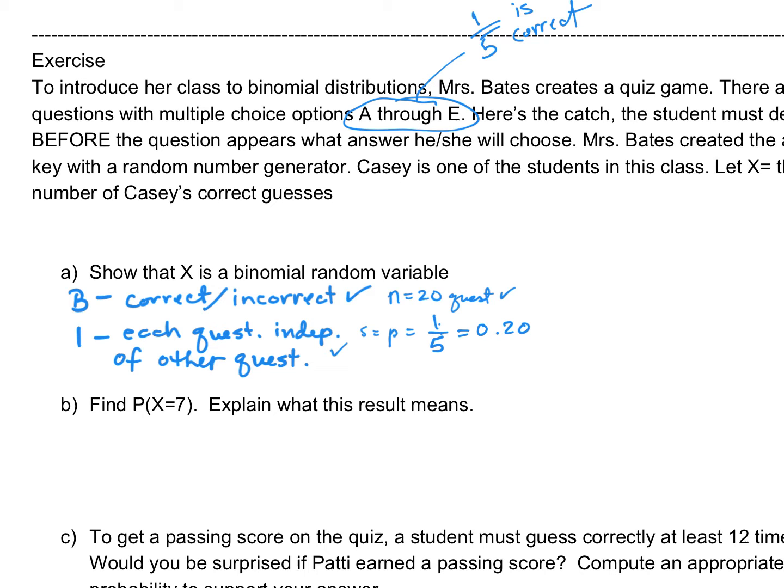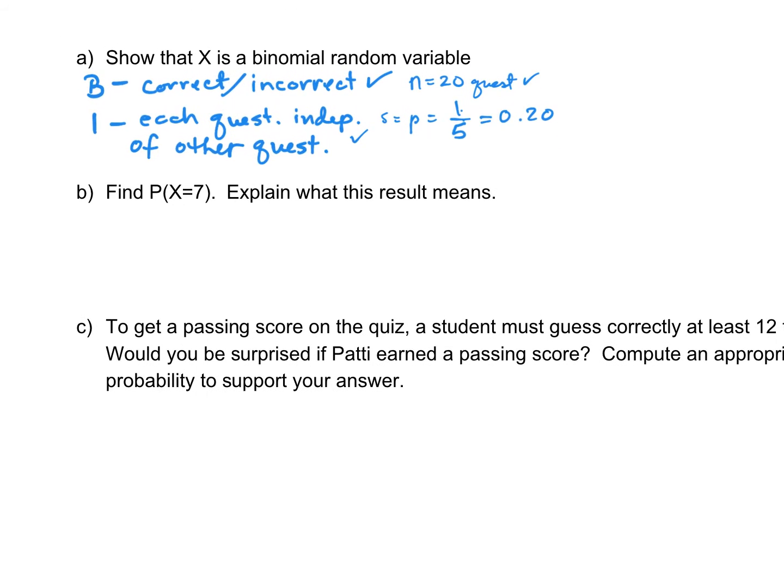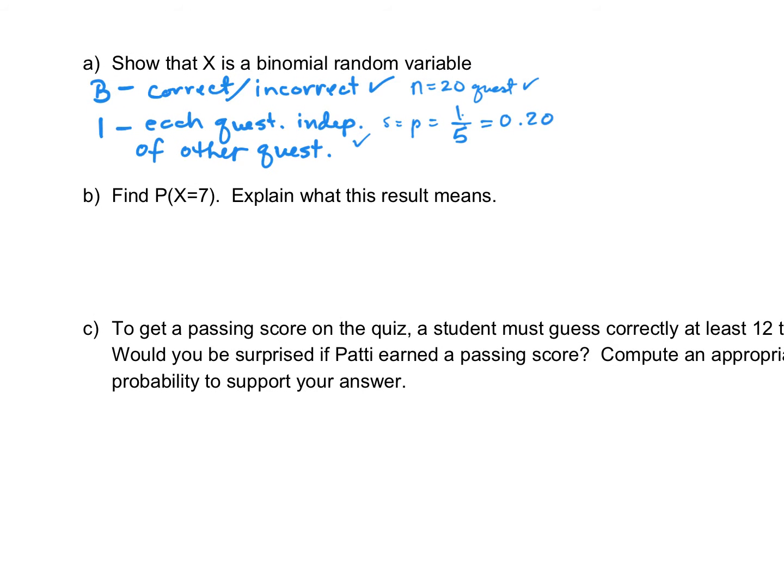because that is 20%. So now it says find P of x equals 7 and explain what that means. Okay, let's start with x equals 7. What does x equals 7 mean? That's the probability of 7 correct answers, in context, Casey getting exactly 7 correct answers. Why would I want to use that word exactly? Because you don't want less than or greater than. I want only 7 questions, not greater than, not less than.